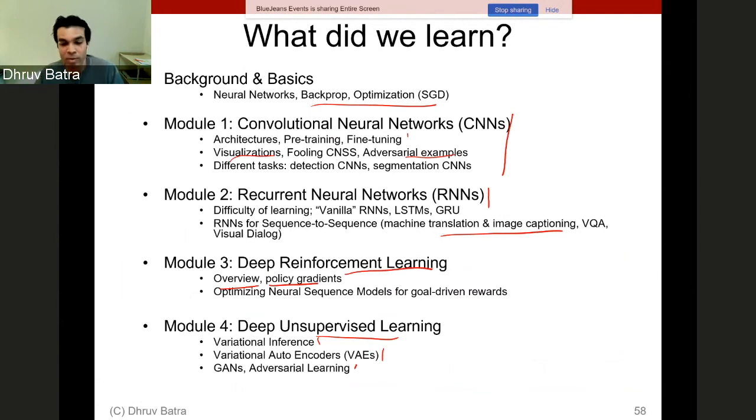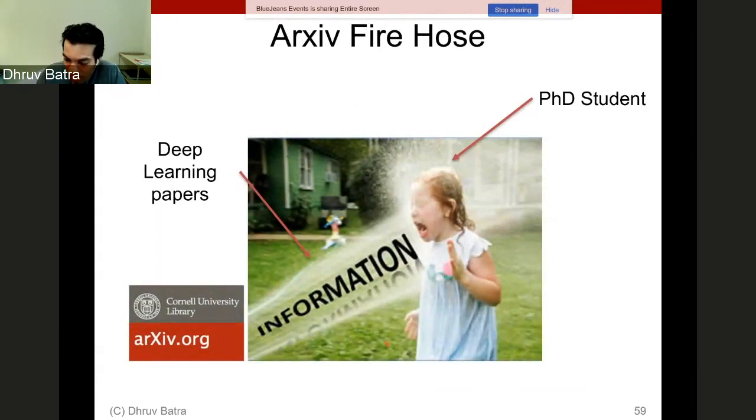And hopefully with all this, you are ready for what is known as the arXiv fire hose, where papers come out and PhD students can sometimes feel that there is a lot of information being thrown at them. Hopefully what we've taught you is that most deep learning papers are coming from some low dimensional distribution, and if you just get a handle on Z, those underlying latent ideas, you actually have a much better chance of understanding and categorizing and finding the diffs in these papers.